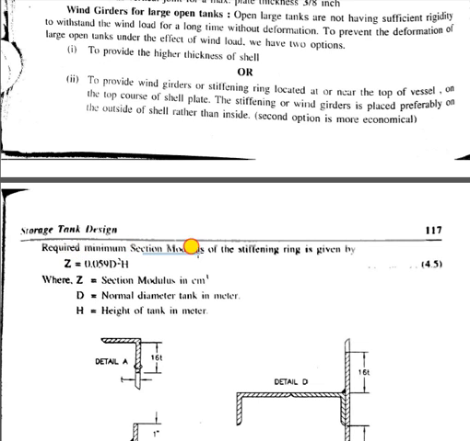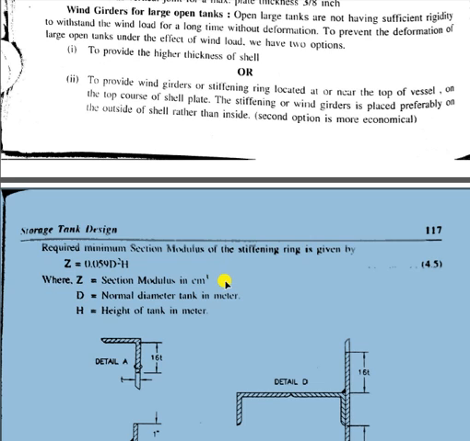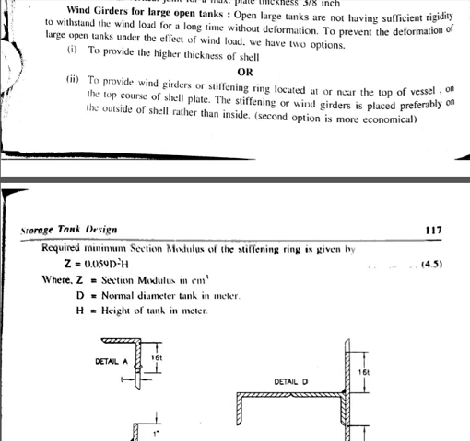The required minimum section modulus of the stiffening ring is given by this equation: Z is equal to 0.059 D square H, where Z is the section modulus, D is the nominal tank diameter, and H is the height of the tank in meters.